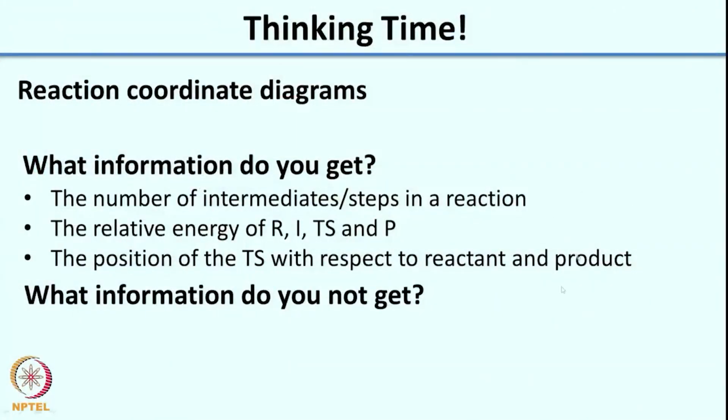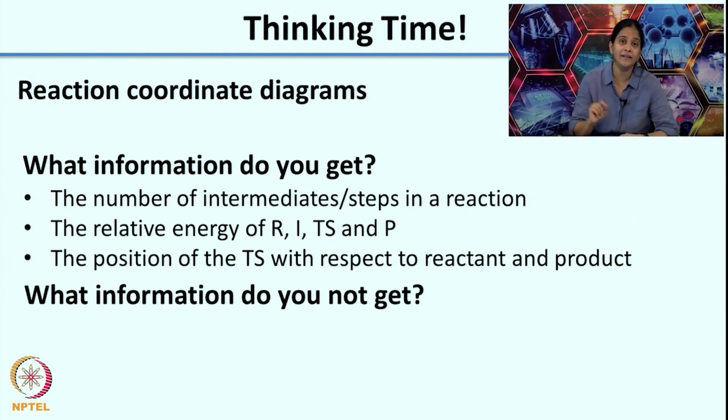Now again, when we spoke about what information you get from reaction coordinate diagrams, the first two things we looked at were the relative energies of the reactant, product, intermediate and transition state. So this relative energy gives us a lot of information regarding the type of the reaction. Now we have not yet discussed what the position of the transition state with respect to reactant, product and intermediate can tell us about the reaction.